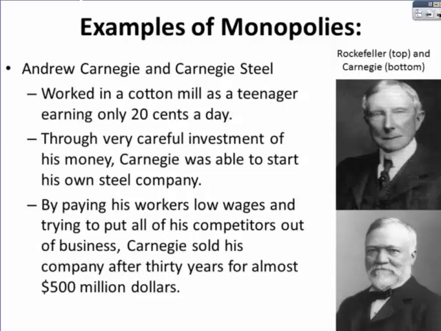Using many of the same tactics as Rockefeller, he pays his workers extremely low wages, tries to put all of his competitors out of business, and eventually he sells his company after 30 years for almost $500 million. That is an obscene amount of money today, let alone when Andrew Carnegie received it for his company. Compare that today, and that would be like Bill Gates selling Microsoft. That is how massive of a company Carnegie Steel was.